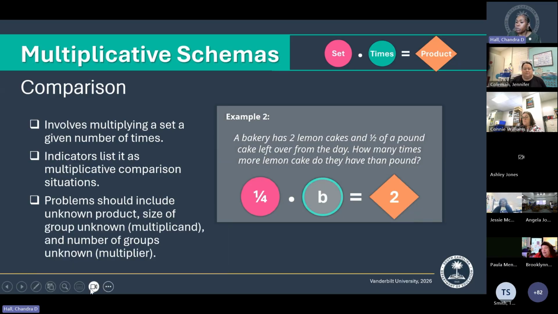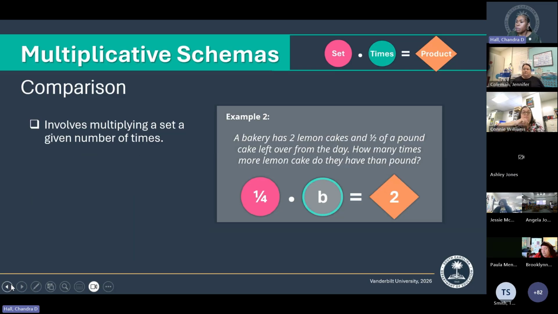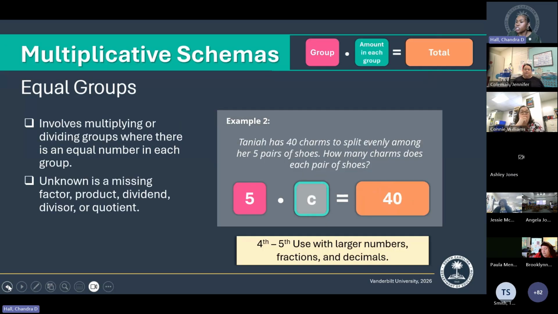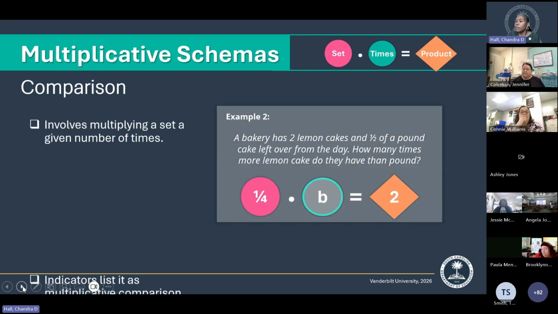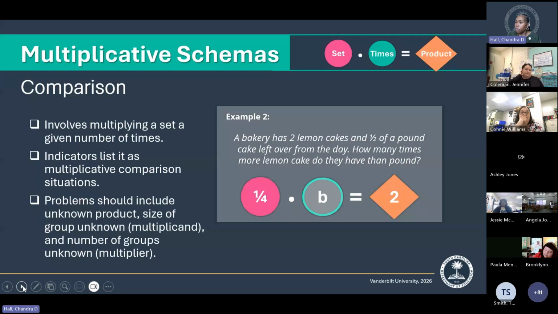So some examples. I guess it skipped my first example. That's probably my bad. Let me see if it'll go back and I can show it. Nope. I'm sorry. Okay, so the second example says the bakery has 2 lemon cakes and half of a pound of cake left over from the day. How many times more lemon cake do they have than pound? So, and actually, I think that should be a half instead of a fourth there too. The struggle. I'm finding a lot of mistakes this time.